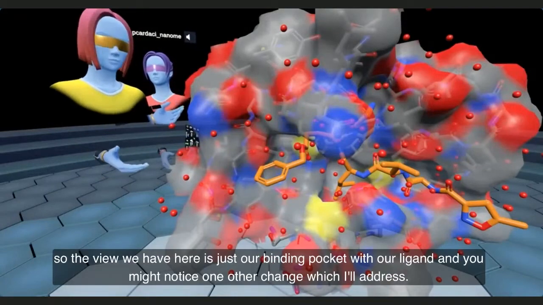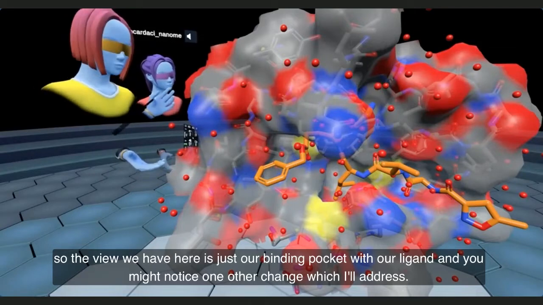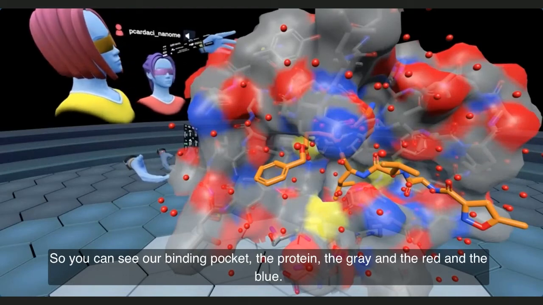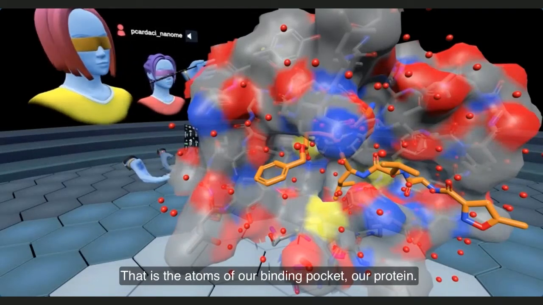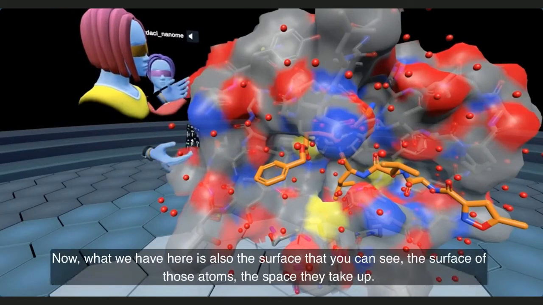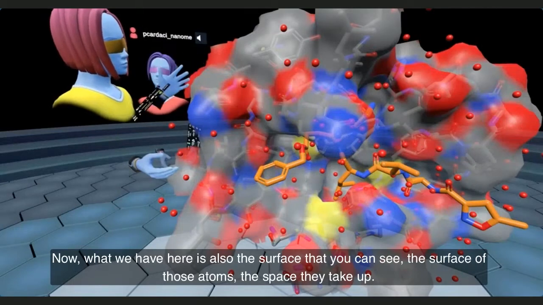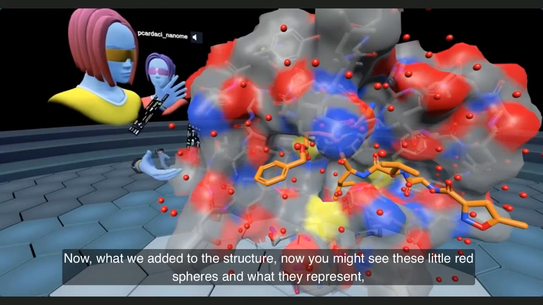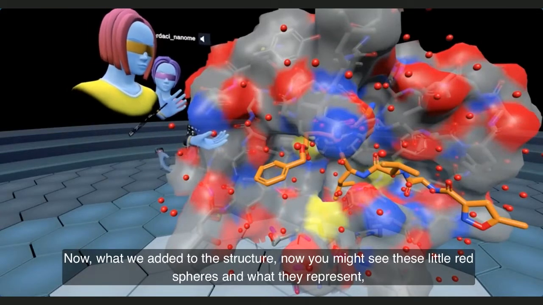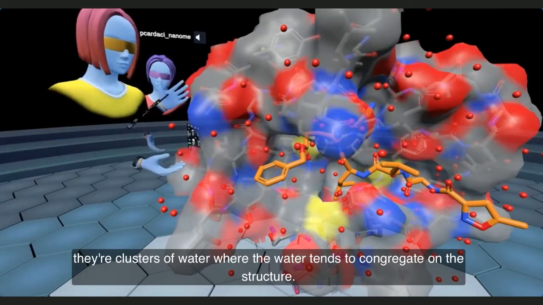So the view we have here is just our binding pocket with our ligand, and you might notice one other change, which I'll address. You can see our binding pocket, the protein, the gray and the red and the blue, that is the atoms of our binding pocket. And then in orange, we can see our ligand bound to it. We also have the surface of those atoms, the space they take up. What we added to this structure now are these little red spheres, which represent clusters of water, where the water tends to congregate on this structure.